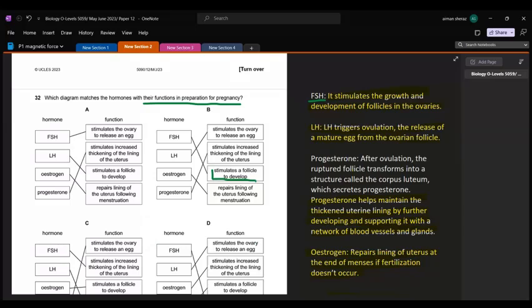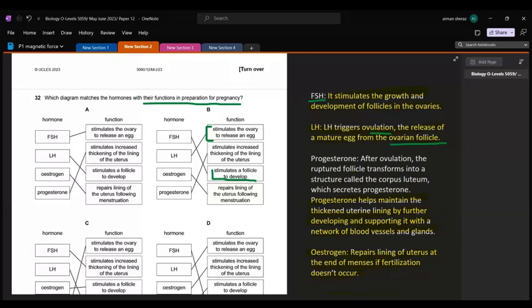So you know B is the answer, but you should also know what other hormones do. The luteinizing hormone, or the LH hormone, triggers ovulation. It releases the mature egg from the ovarian follicle. So it is matched to the stimulation of the ovary to release an egg. Estrogen repairs the lining of the uterus following menstruation. So if there has been no fertilization, the estrogen hormone will repair the lining of the uterus at the end of the menses.